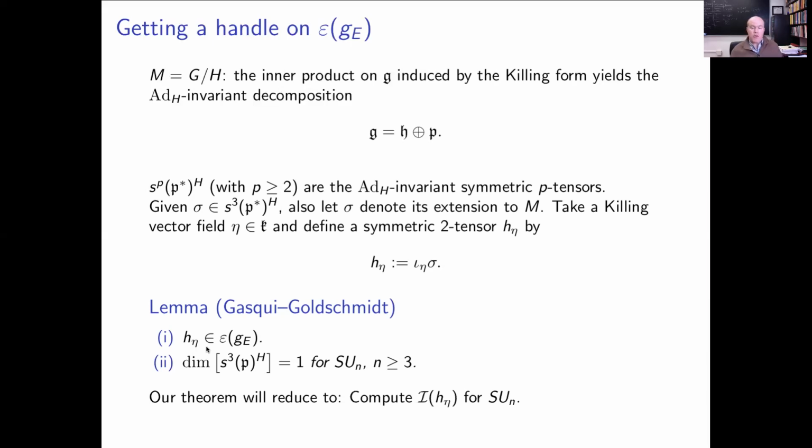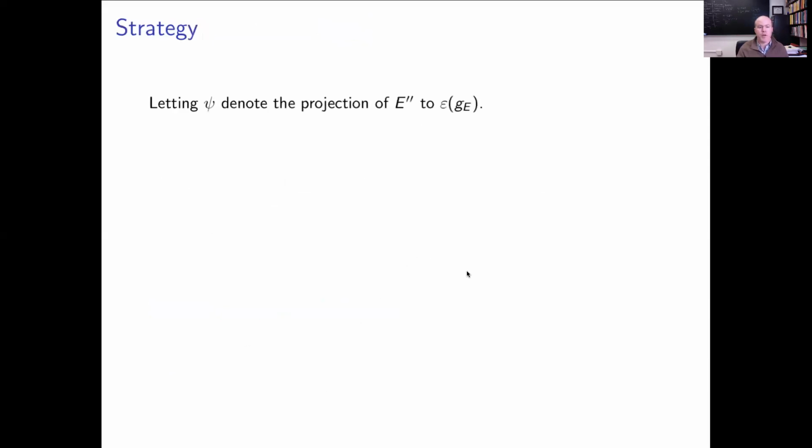As I've said, our theorem really reduces to computing Koiso's obstruction for h_eta, where h_eta is constructed in this fashion. Let me outline the major strategy of the proof. Let psi denote the projection of, remember for Koiso's obstruction, you take the second derivative of E, you feed in h_eta, and then you project it onto the space of EIDs, onto epsilon of g_E.